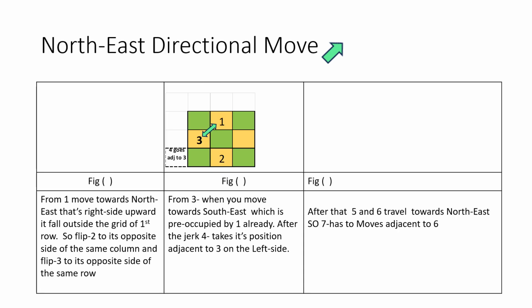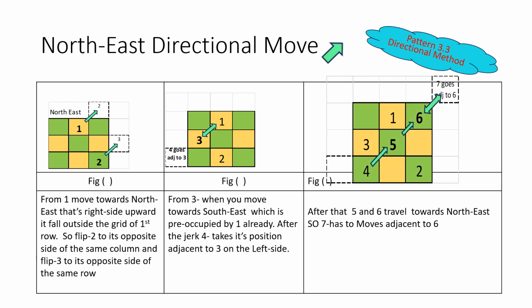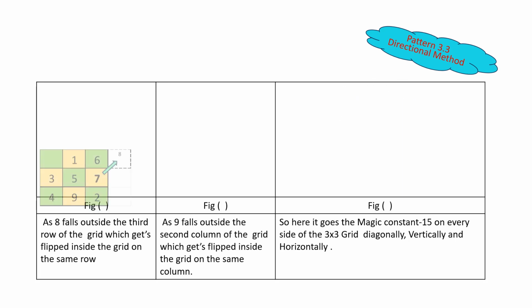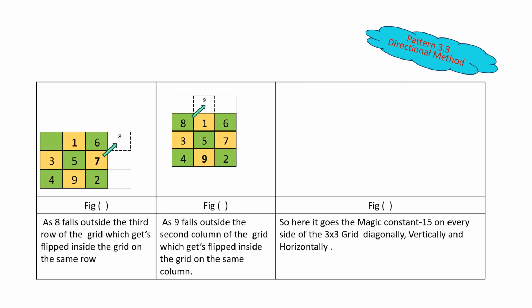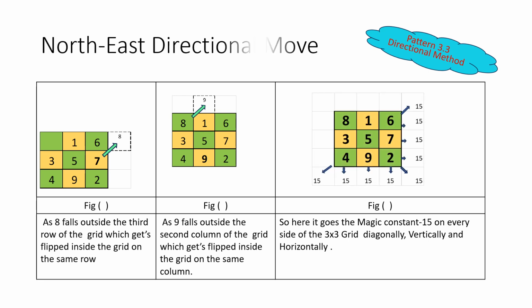Next, here comes your arrow mark shown upwards. So in the northeast directional move, the numbers, whichever fall out of the grid, get flipped inside the grid, and get it done. Check the total. So even in this directional move, you are getting the total as 15 in each row and column.